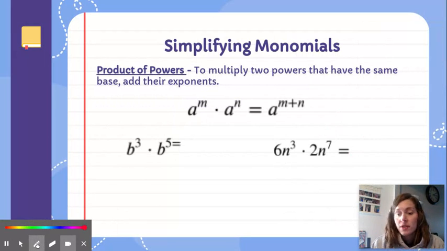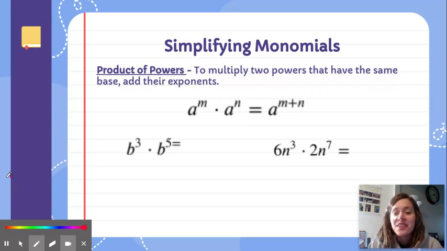So for the next few days, we're going to focus on just simplifying these polynomial expressions, okay? So when we simplify, we just kind of combine things, make it a little neater and cleaner and easier to work with.